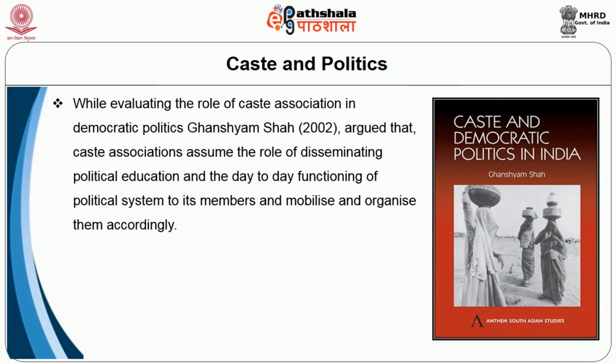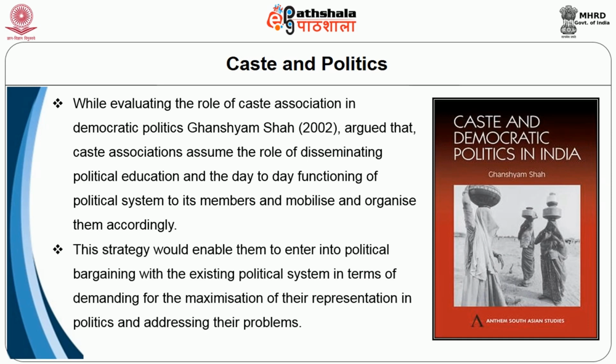While evaluating the role of caste associations in democratic politics, Ghanshyam Shah argued that caste associations assume the role of disseminating political education and the day-to-day functioning of the political system to their members, and mobilize and organize them accordingly. This strategy would enable them to enter into political bargaining with the existing political system in terms of demanding the maximization of their representation in politics and addressing their problems.